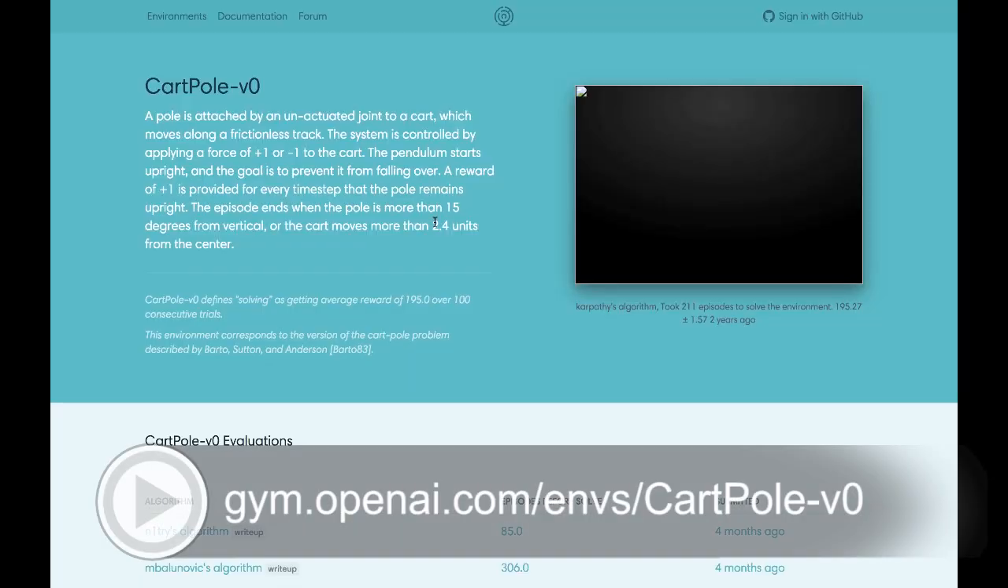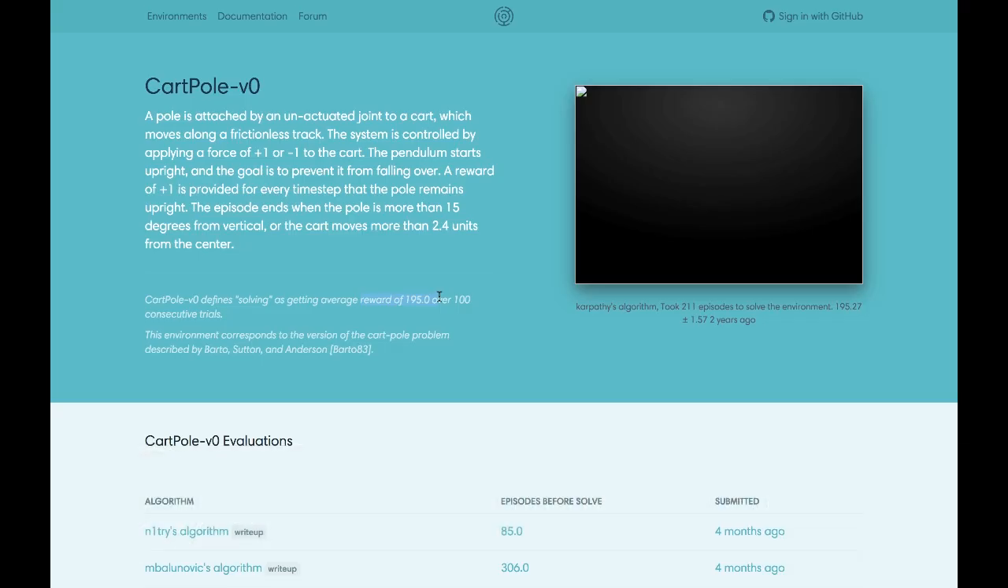As it states here, the episode ends when the pole is more than 15 degrees from vertical, or if it moves more than 2.4 units from the center. So that's going off the screen. And you solve the game by getting an average reward, so managing to keep the pole upright for 195 frames on average over 100 consecutive trials.